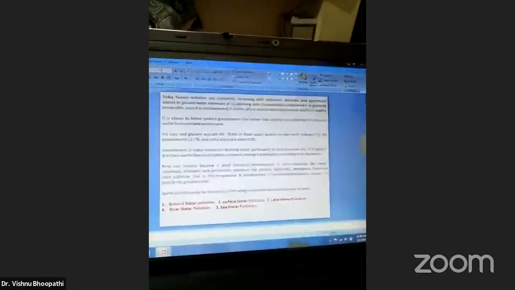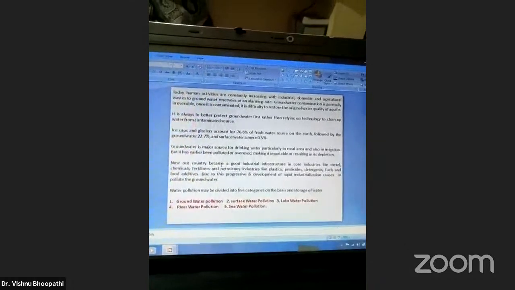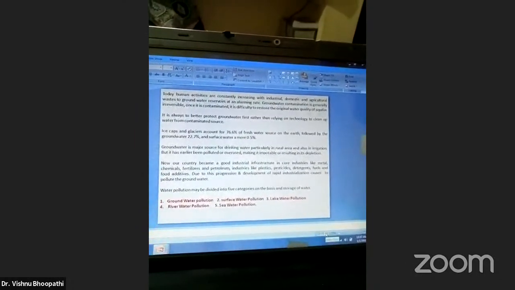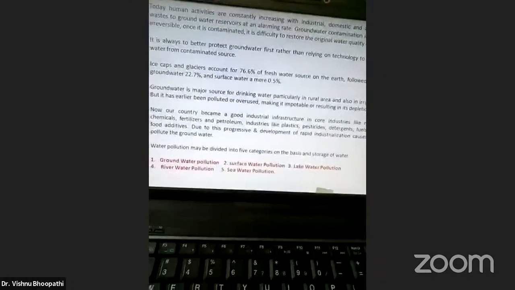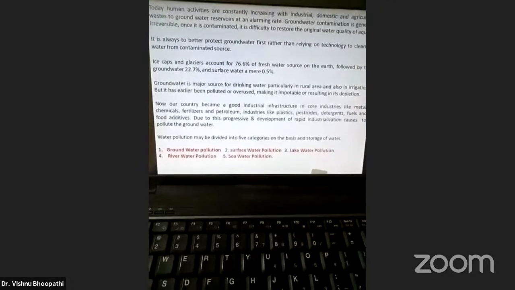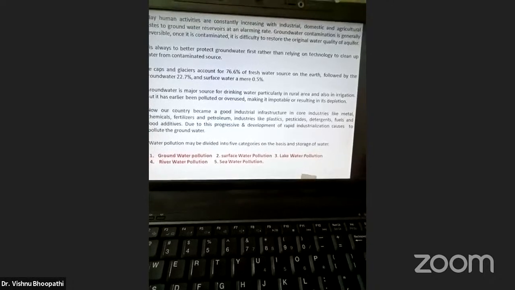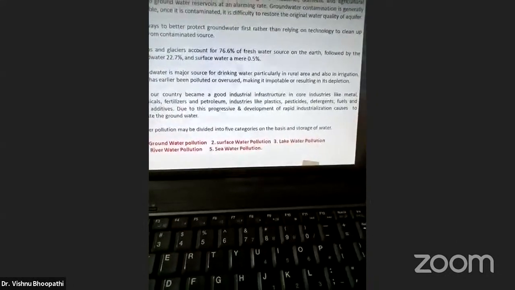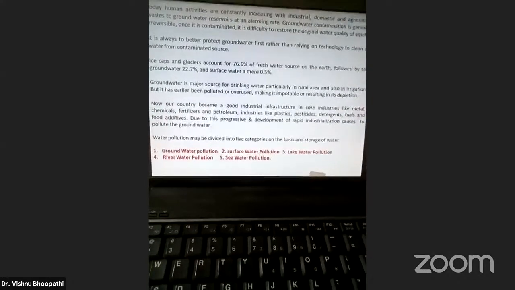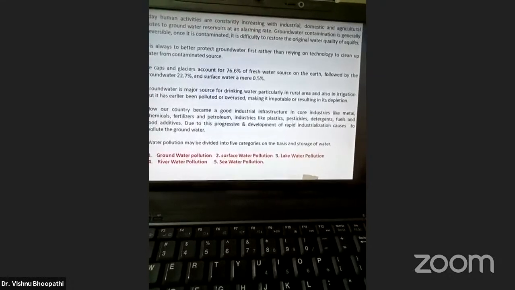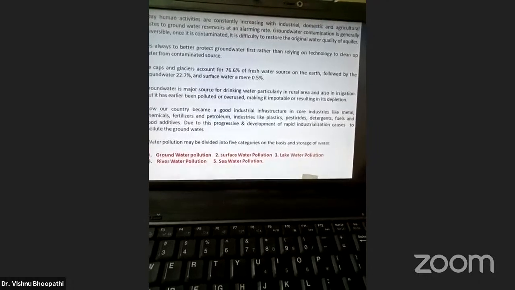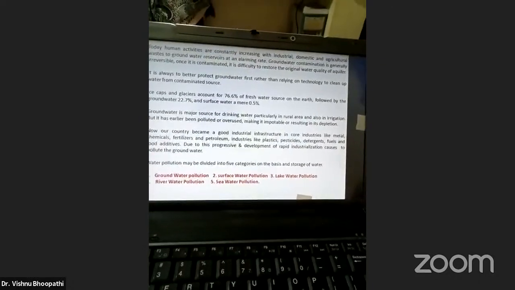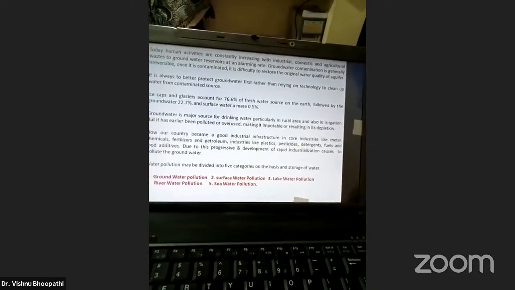Now our country has good industrial infrastructure in core industries like metal, chemicals, fertilizers, and petroleum. In all the sectors we are getting development. Water pollution may be divided into 5 categories on the basis of the storage of water. One, surface water pollution. Second, groundwater pollution. Third, lake water pollution. Fourth, river water pollution. Fifth, sea water pollution.